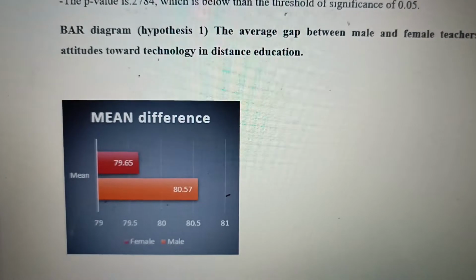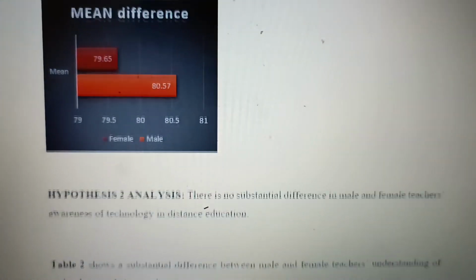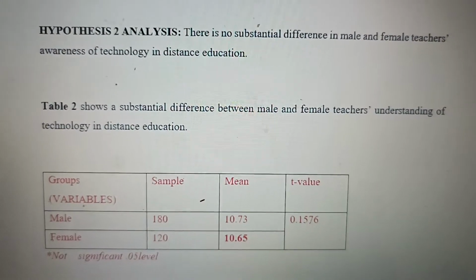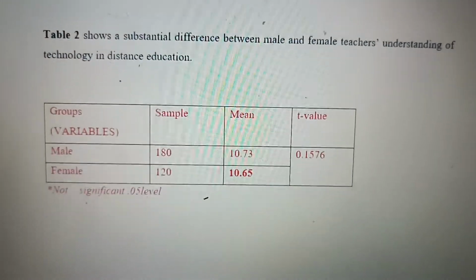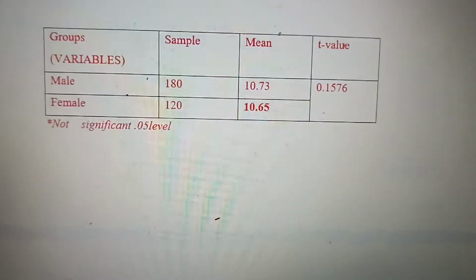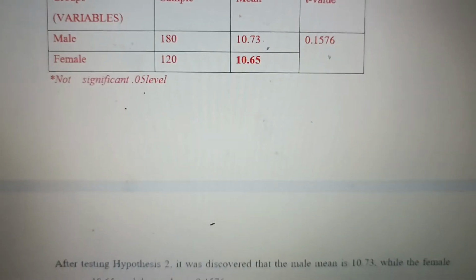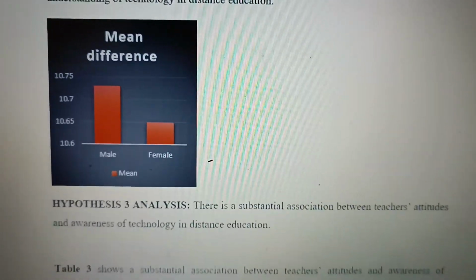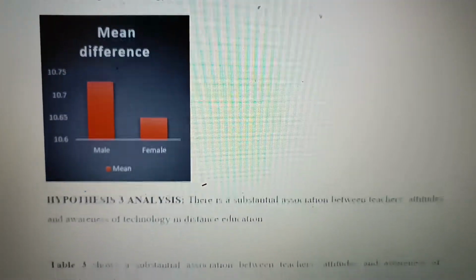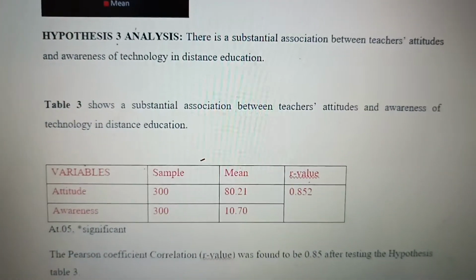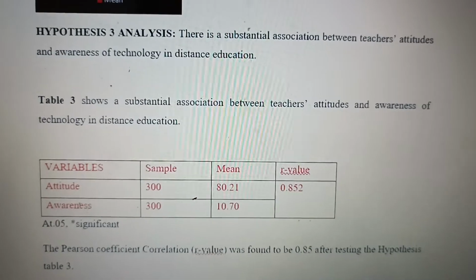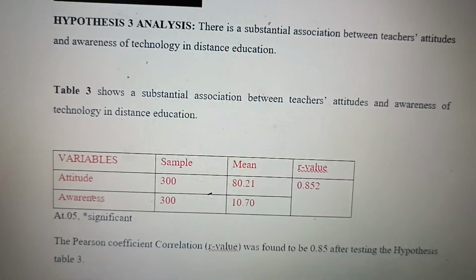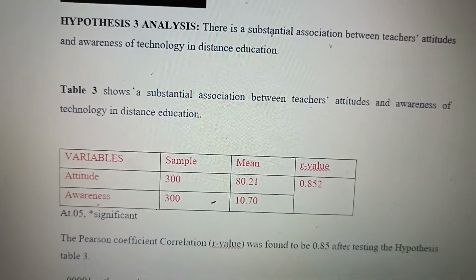This is the bar diagram. This is the second hypothesis of awareness. This is the significance level. Here also we have done the t-test. This is the bar diagram of the second objective. Now this is the third hypothesis. The third hypothesis is different from the first and the second. In the third one we have found out the relationship, the significant relationship.